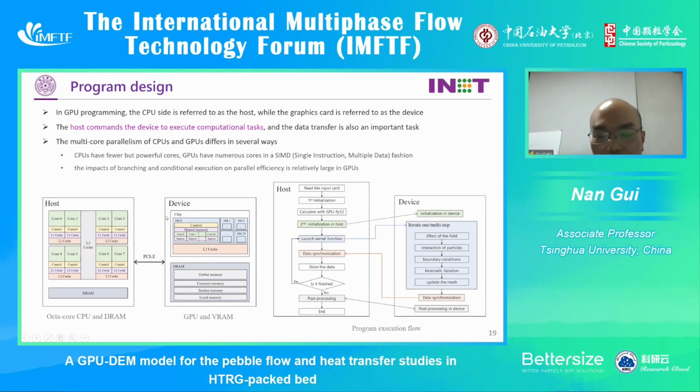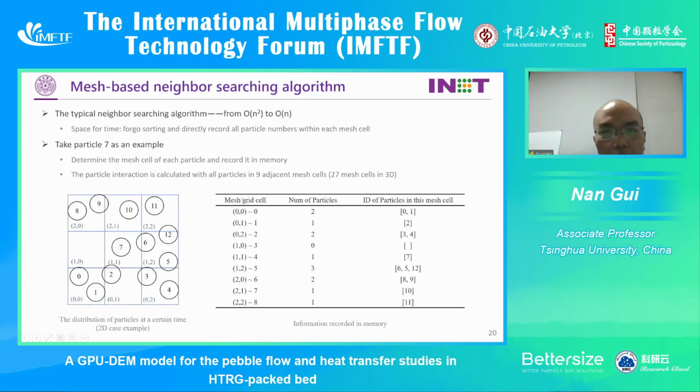For particle collision detection, I think the locally searching algorithm, or the neighbors searching algorithm, is frequently used in DEM simulation to save the computational cost. But if you apply this algorithm in GPU, we need some specific treatment. Here is a sketch about how to use this algorithm.